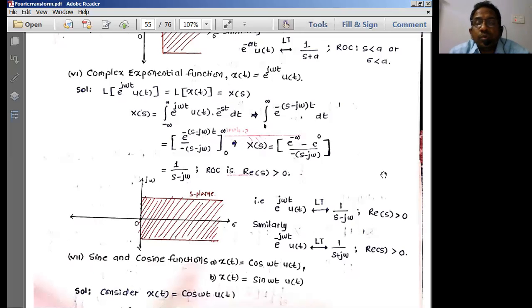Now we'll go with some other problems. As we work with many problems, we really understand the ROC. Calculating Laplace transforms is an easy task for us, but drawing the ROC is very important for us to practice, because other things are going to be simple integrations. You can anyway do that, right?